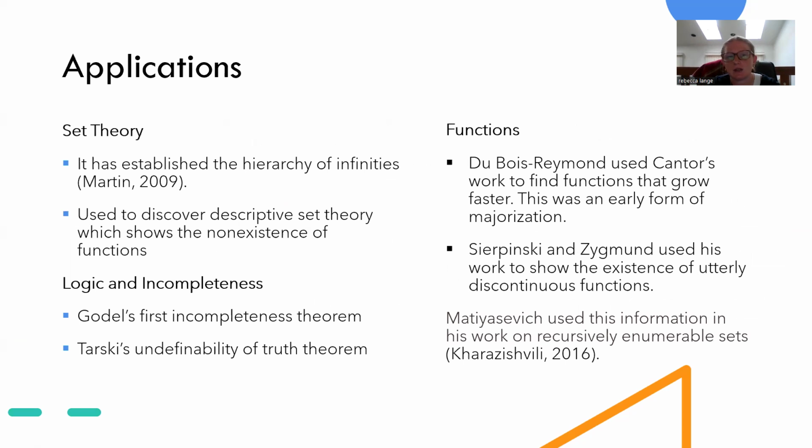And then some of the applications, he did a lot. Like I said, set theory was a big aspect that was impacted by him. So talking about the hierarchy of infinities, some infinities are bigger than others. Even recognizing, okay, real numbers are uncountable, but the natural numbers are countable, but they're both infinity. What does that mean? He also helped discover descriptive set theory, which shows the non-existence of different functions. Used a lot in logic and incompleteness.